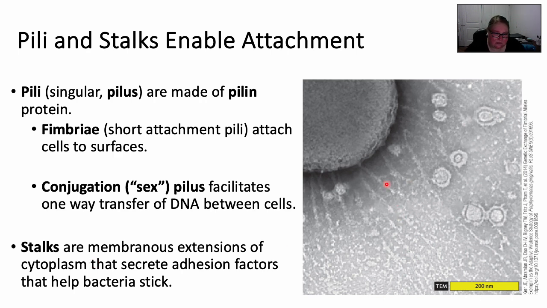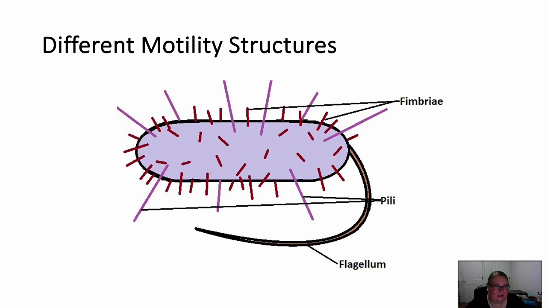Okay, so if we look here at this micrograph, you can see these white lines outside of the cell. Okay, these are the stalks. Okay, this is those cytoplasm extensions that are going to facilitate the bacterial cell sticking to a surface. Okay, so we have this cartoon structure. It's going to illustrate some of our different motility structures, the ones that I really want you to know. So the pili are really important. The fimbri are really important, but also is the flagella.